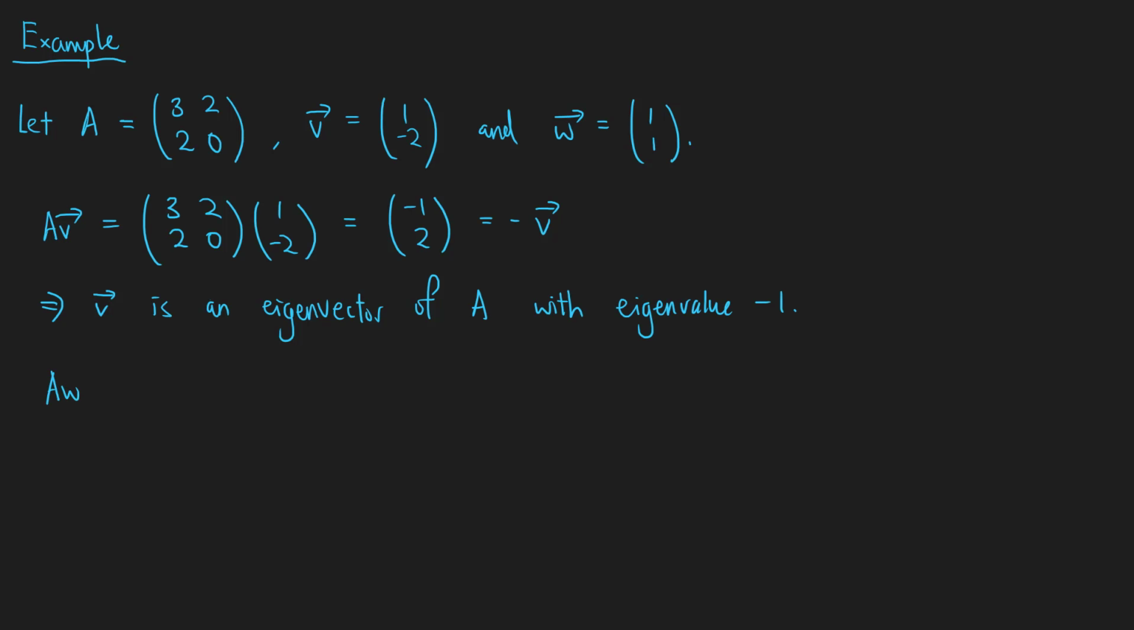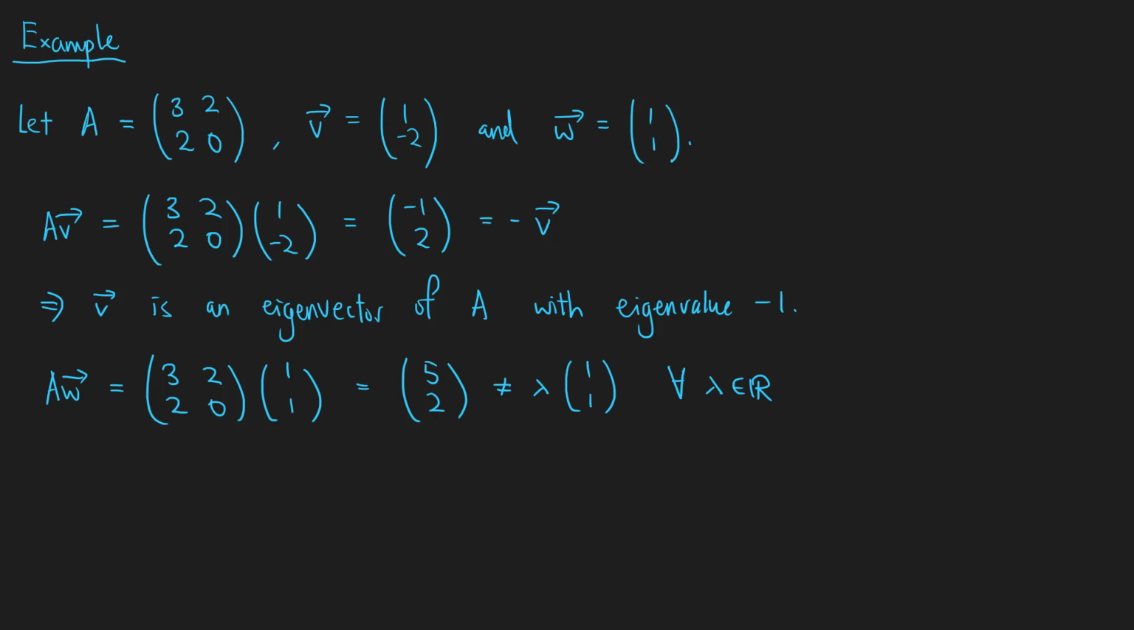A times W equals the matrix 3, 2, 2, 0 times the vector 1, 1. This equals the vector 5, 2, and it is not equal to lambda times the vector 1, 1 for any real number lambda. This implies that W is not an eigenvector of A.